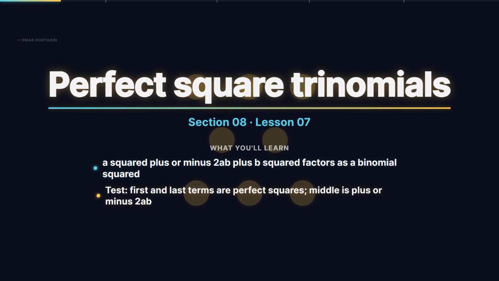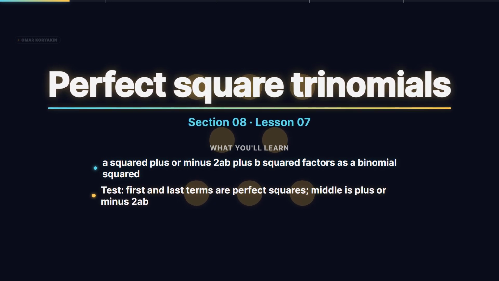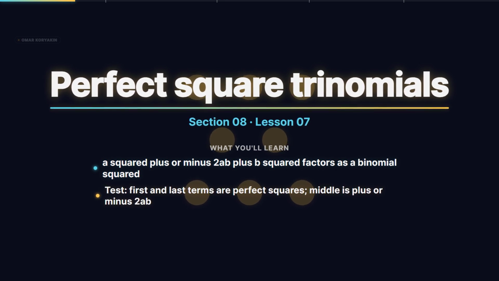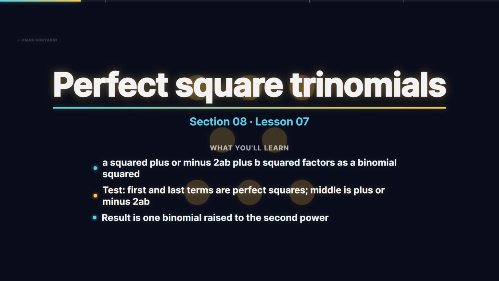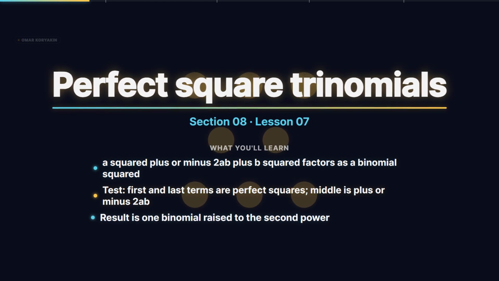The recognition test has two parts. First, check that the first and last terms are perfect squares of something. Call those somethings a and b. Second, check that the middle term equals plus or minus 2 times a times b. If both conditions hold, the trinomial is a perfect square and factors as one binomial squared.